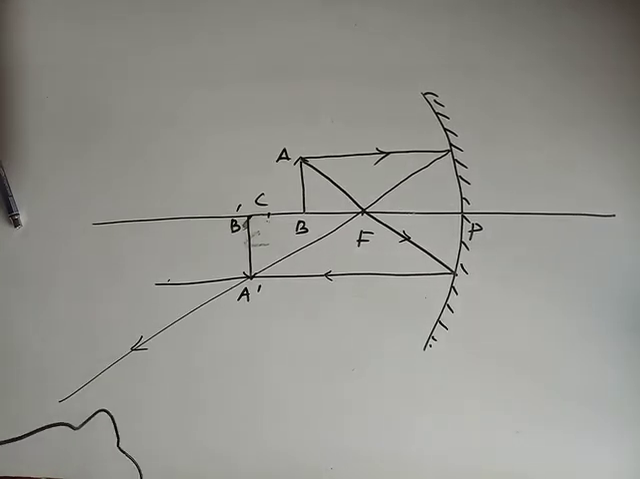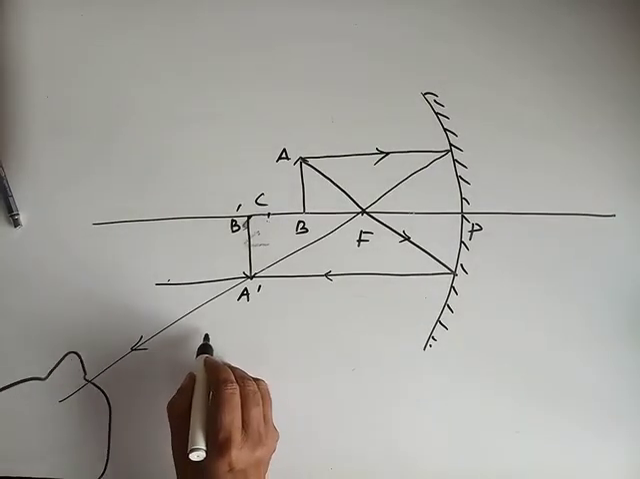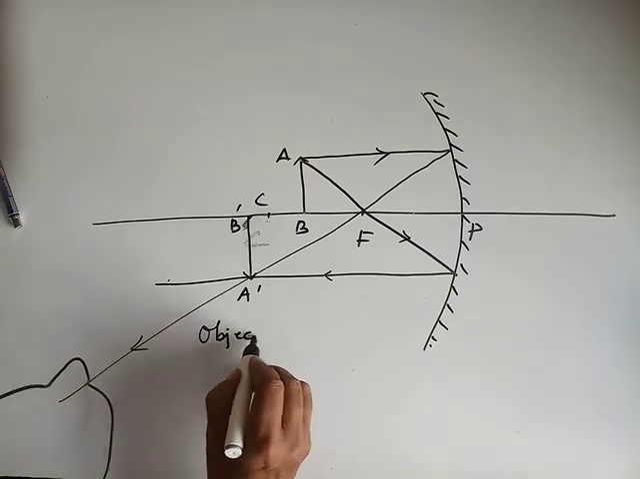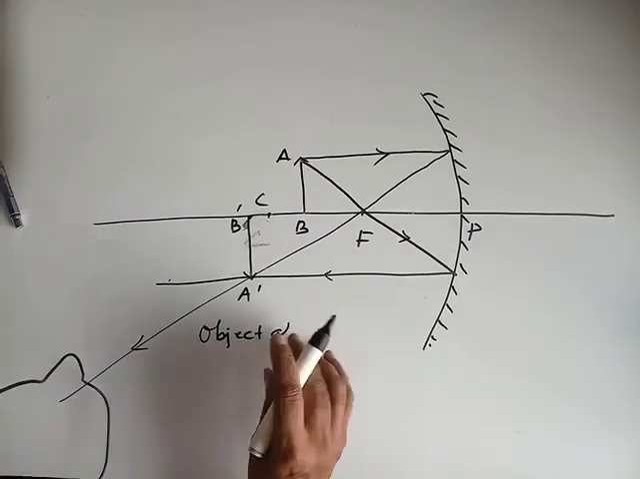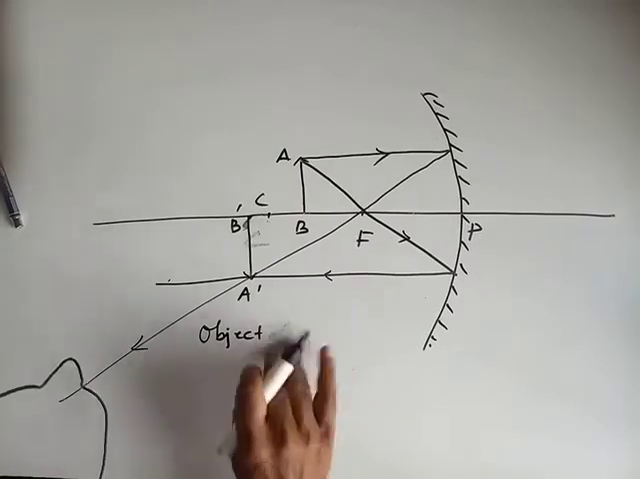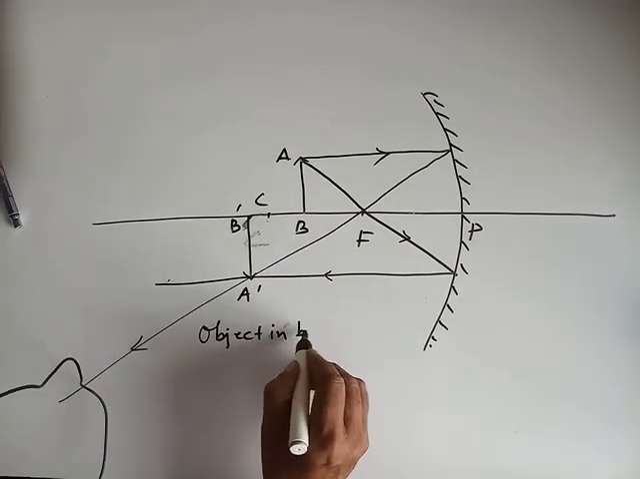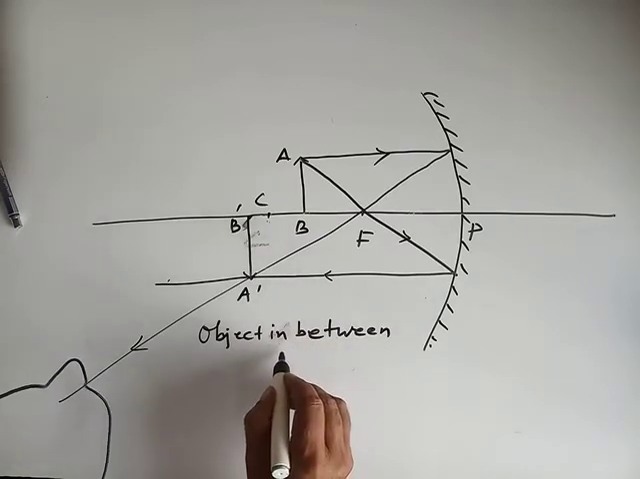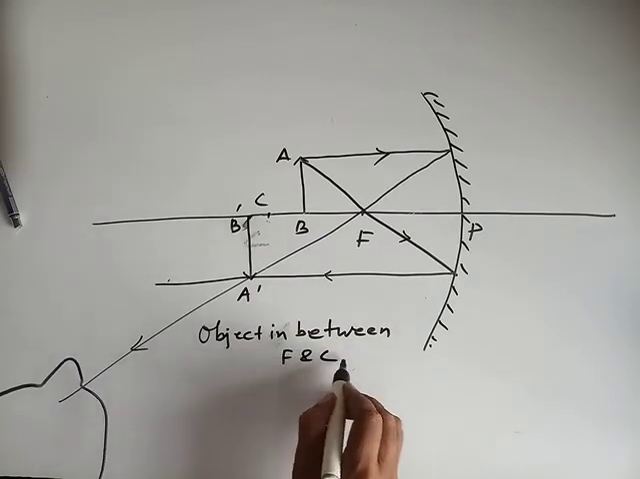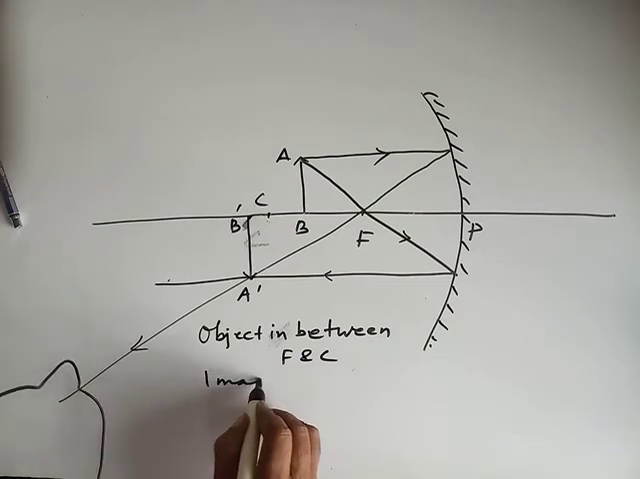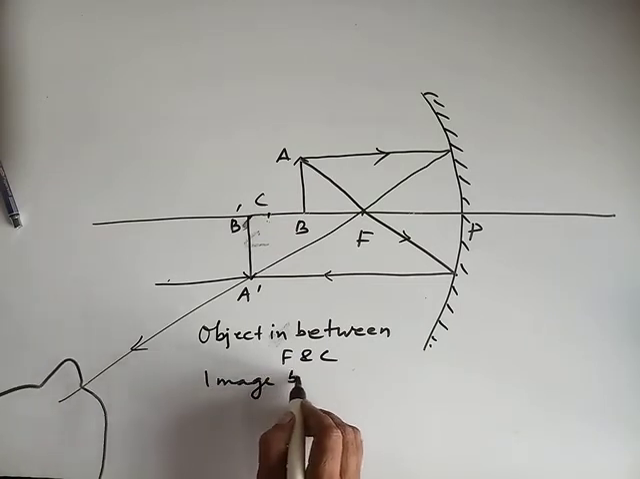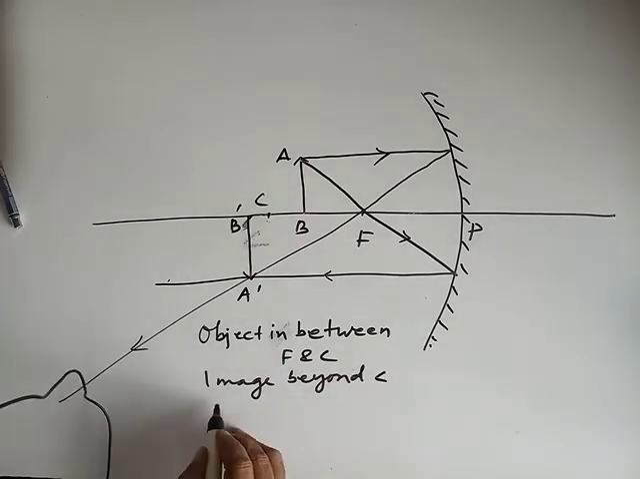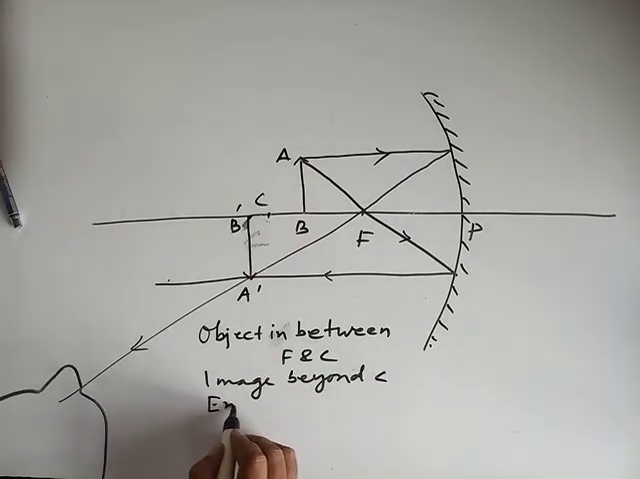So you can say here that the object is in between F and C, and the image is beyond C. This is enlarged.